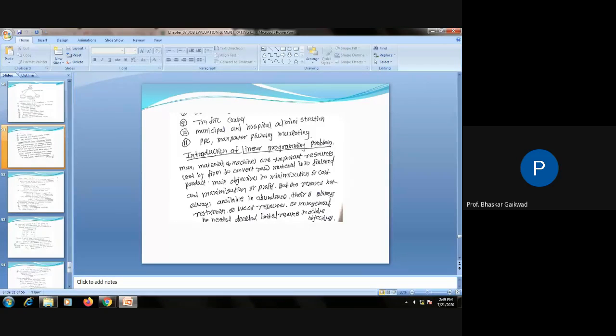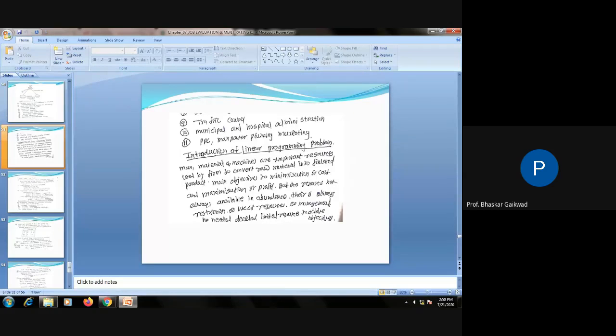Introduction of linear programming problems. This is called LPP. LPP means linear programming problems. Now in industry, man, material and machines are important resources used by a firm, that means an industry, to convert raw material into finished product. The main objective is to minimize the cost and maximize the profit, but the resources are not always available in abundance.